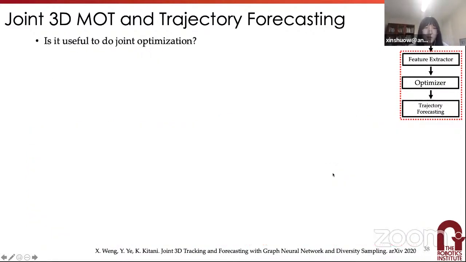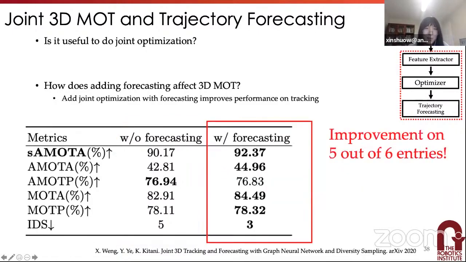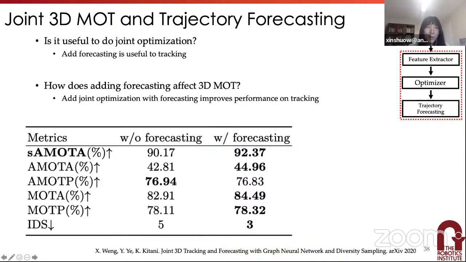So is it useful to do this joint optimization? We have to prove it through our experiments. First, we show our results of 3D MOT without adding the forecasting module. And then by adding the forecasting module, we observed improvements on 5 out of 6 entries here for MOT evaluation. This proved that adding forecasting is useful for tracking.